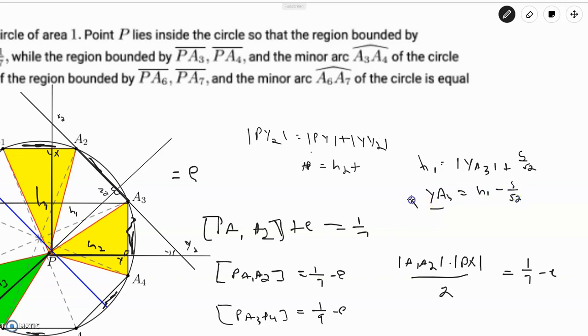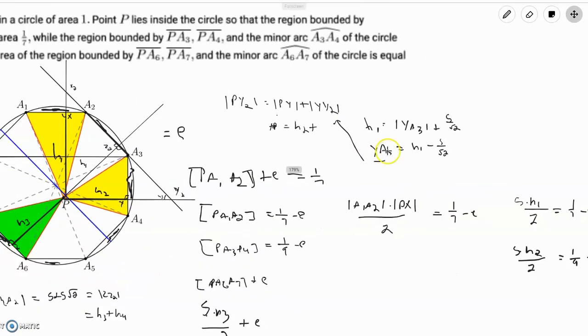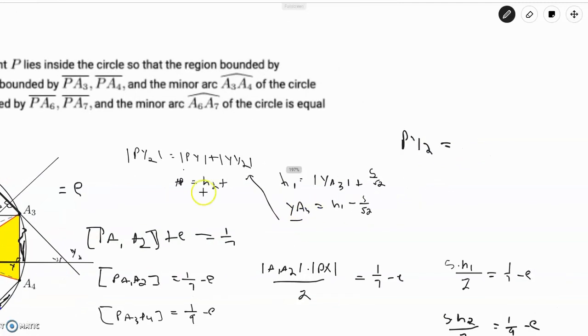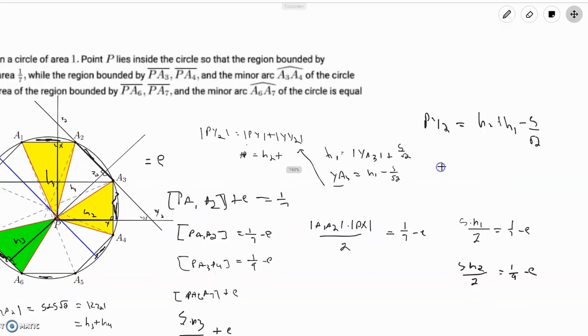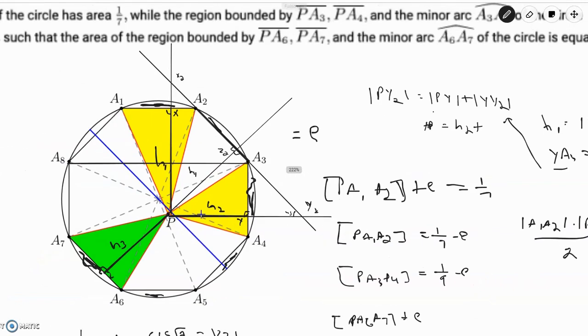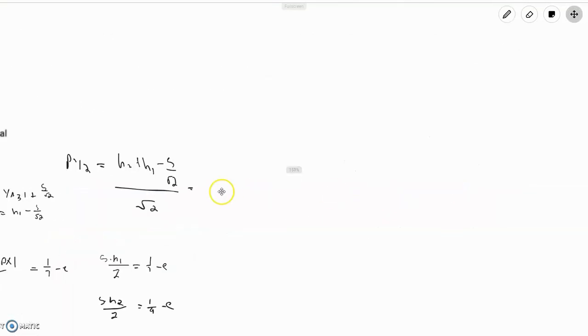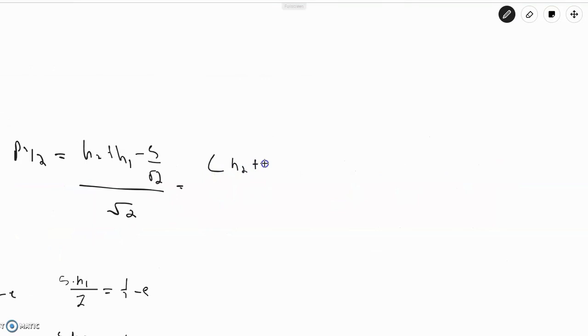And we can plug in ya3 as a substitute for y2. So that means py2 is equal to h2 plus h1 minus s over root 2. So we wanted py2 over square root of 2 because that's equal to pz2. So we can just put it divided by square root of 2 over here. And this is equal to h2 plus h1 over square root of 2 minus s over 2. And this is equal to h4.